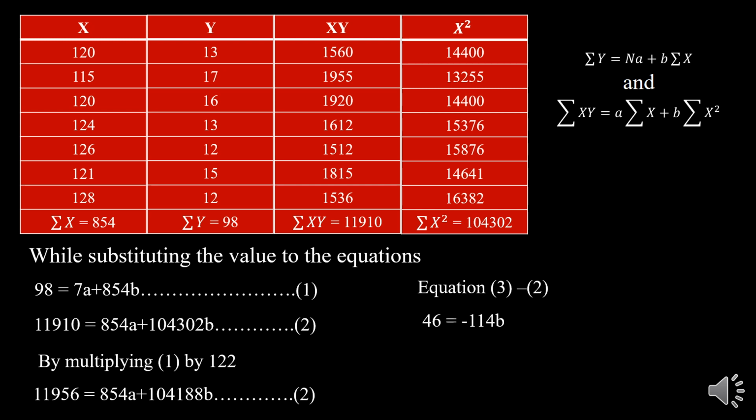So we get 46 = minus 114b. Therefore b = minus 46 divided by 114, so we get the value of b, which is equal to minus 0.40. Now we got the value of b. With the help of the value of b, we can substitute it into equation number 1, so that we can find out the value of a.